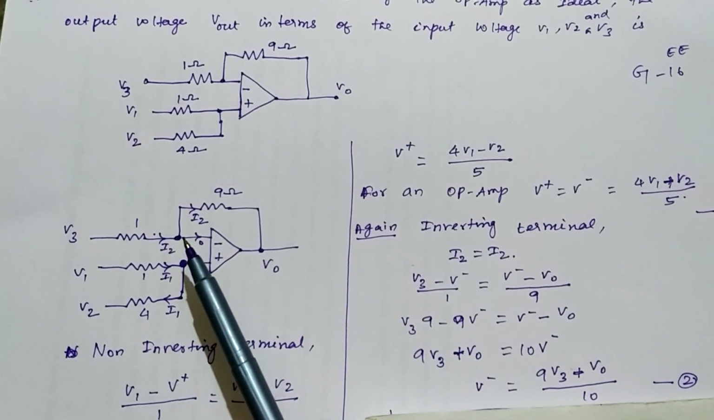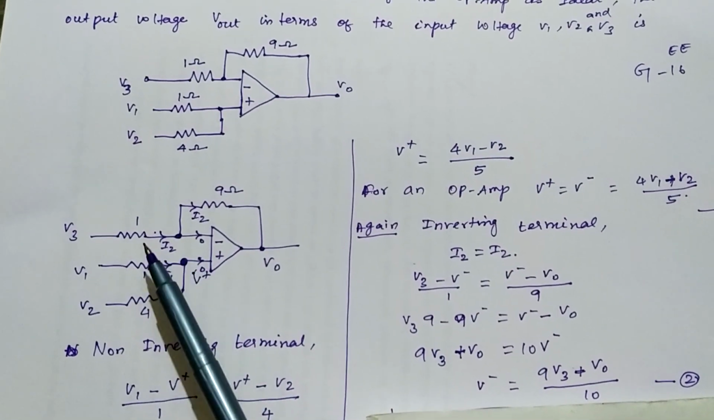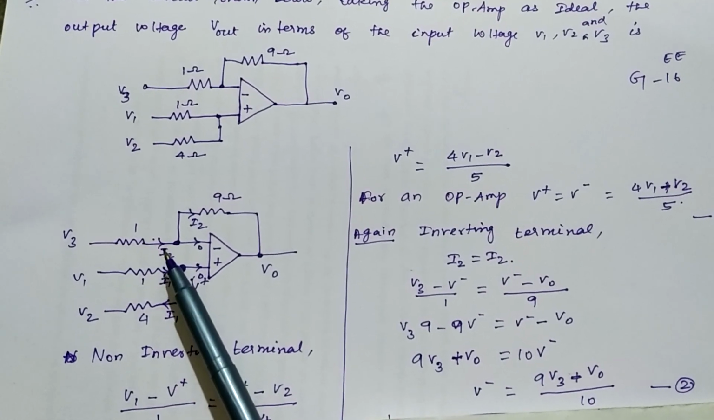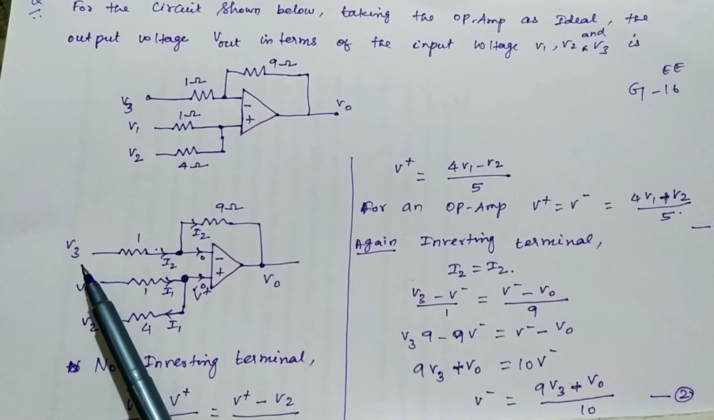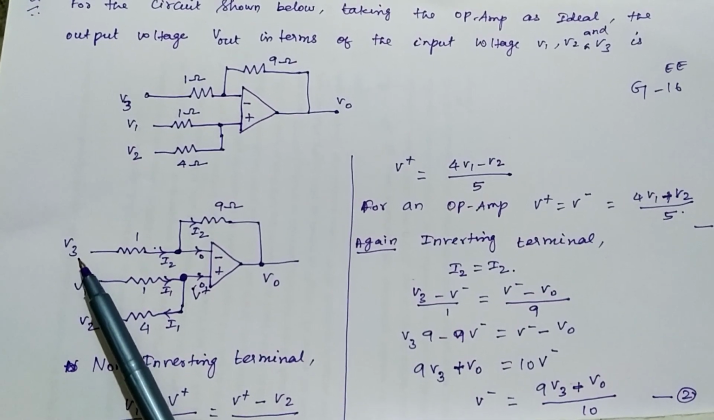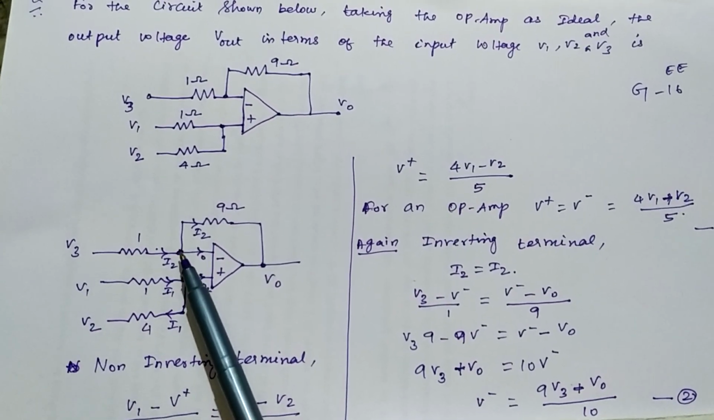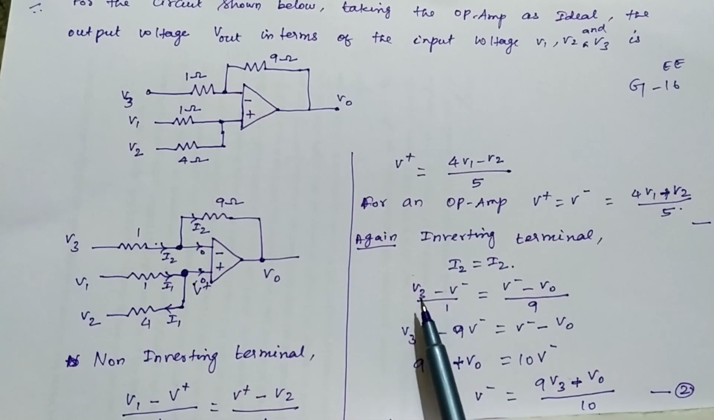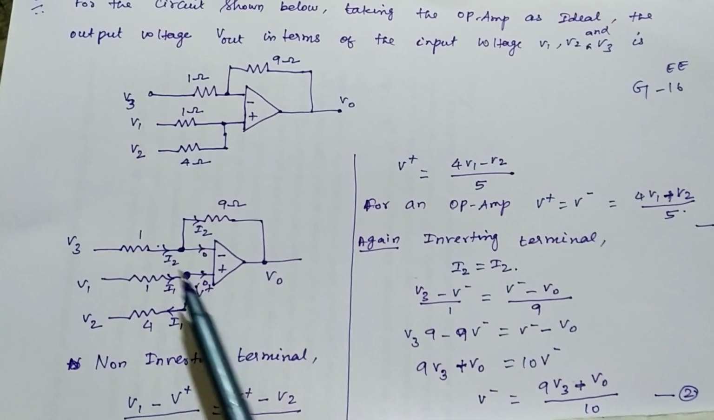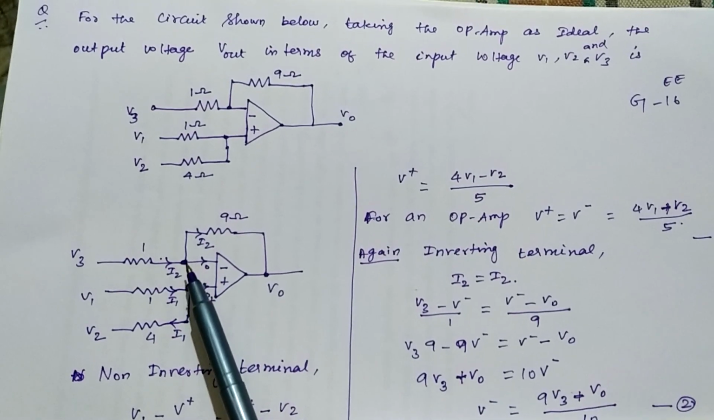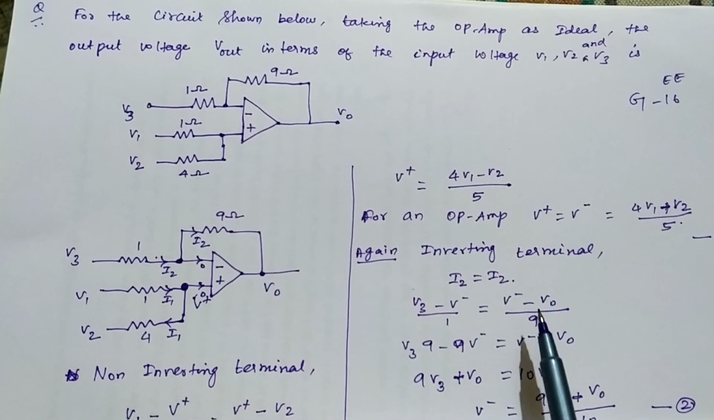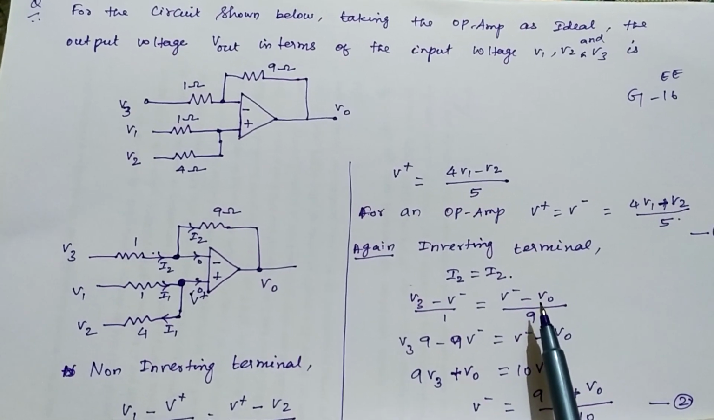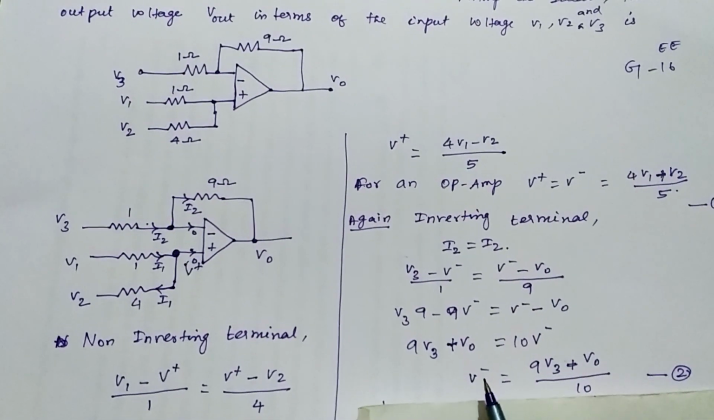Again coming to the inverting terminal, we mention the current as I2. This I2 is the same as this I2, both are same. So again apply current law: (V3 minus V minus) divided by this resistor equals (V minus minus V naught) divided by 9. When we simplify, we have the answer for V minus.